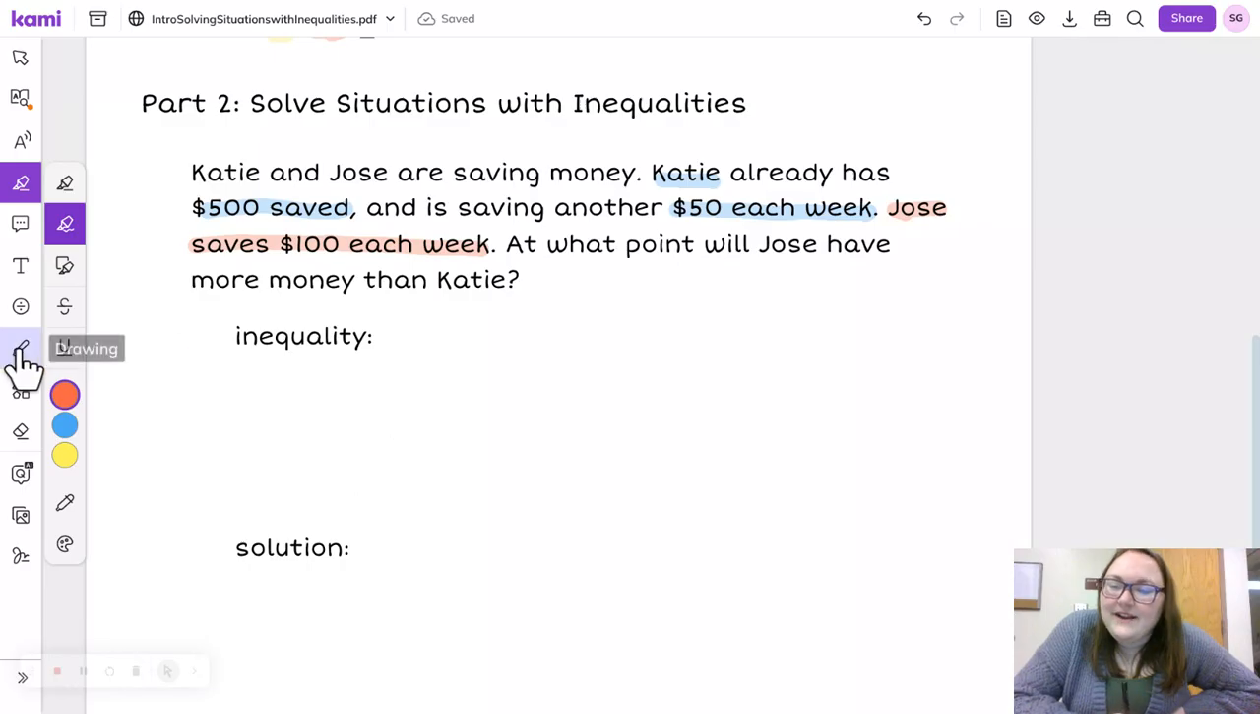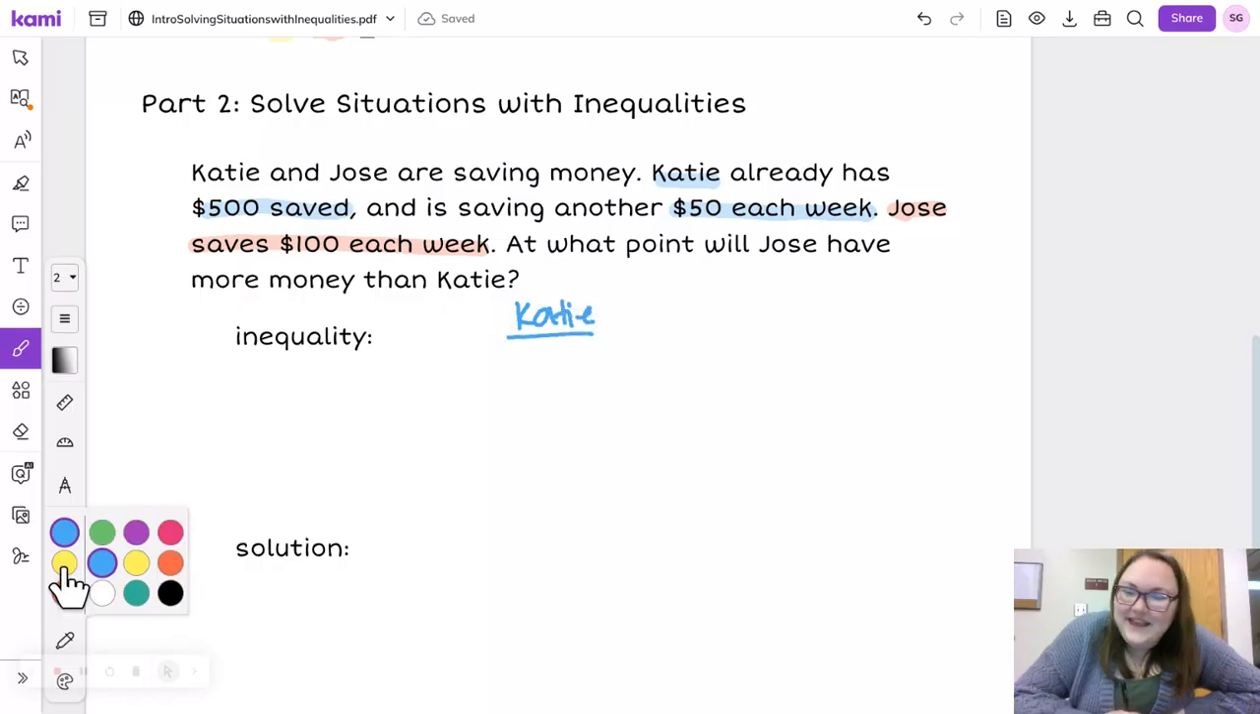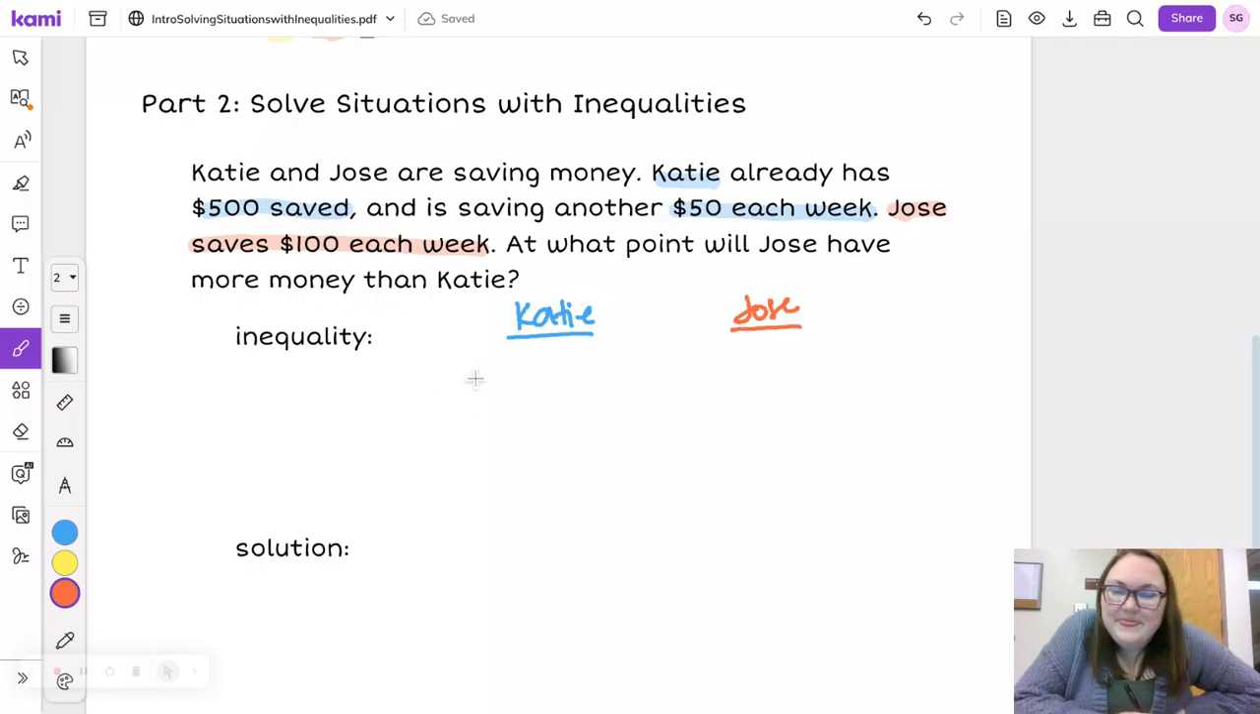When we go to write our inequality, this story here is a little more complicated than the one before, so I want to organize it. We've got 2 people. We've got some information about Katie, and we have some information about Jose. Just focus on Katie for now. We know she starts with $500 and she's saving $50 each week. You already know how to represent that with algebra. What would that look like?